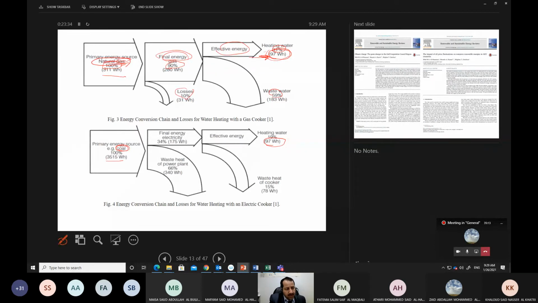For coal, you can see final energy is around 34%. I lose 66%. And of this 34%, 19% will produce 97 watt hour, and the remaining is losses. You see? So for the same required amount of energy, you will have a different amount of losses in the process, and the efficiency will be different.